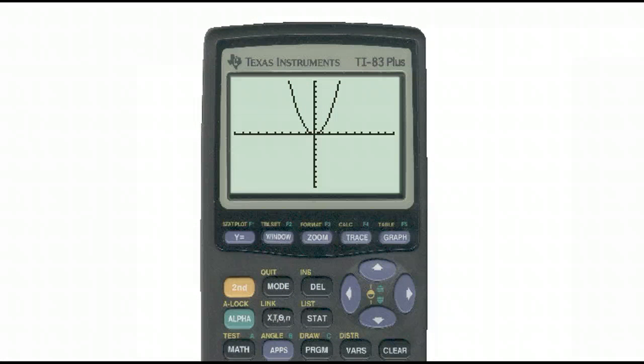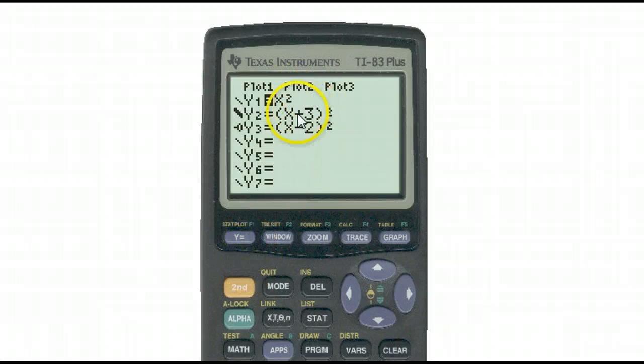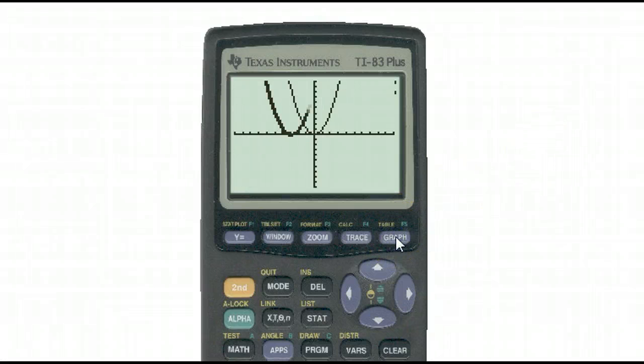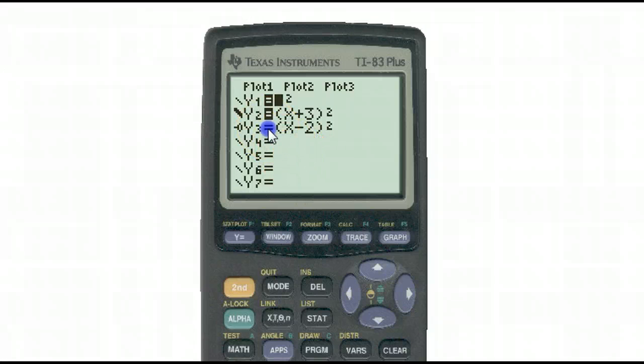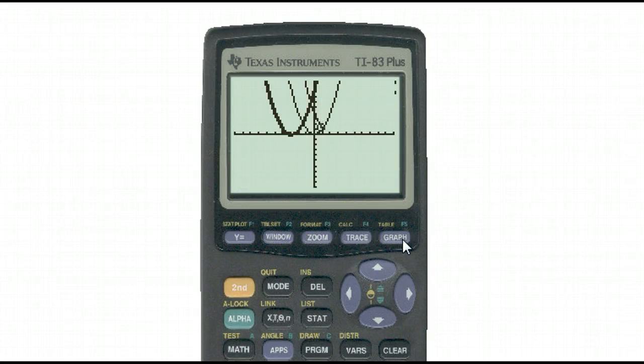Let's do the same thing again with some different transformations. Again, here's y equals x squared. And now we're going to look at x plus 3 quantity squared. So we'll activate that graph, and we can see that it's shifted to the left. And when we do x minus 3 quantity squared, and graph it, we can see that it's shifted to the right.